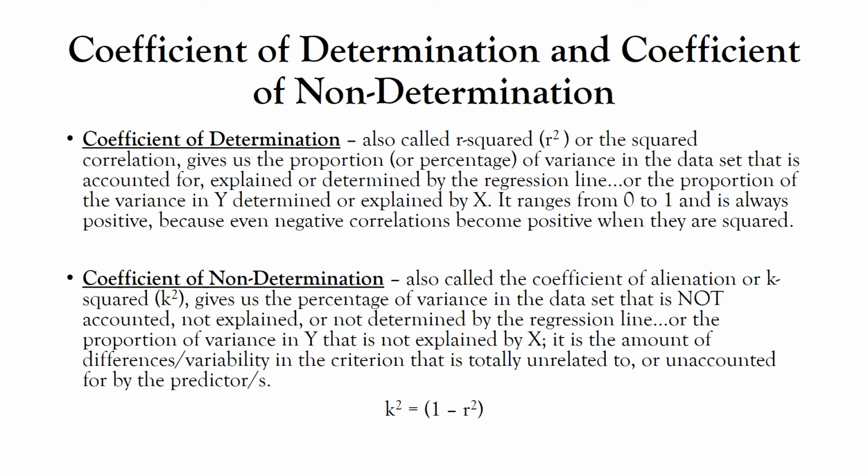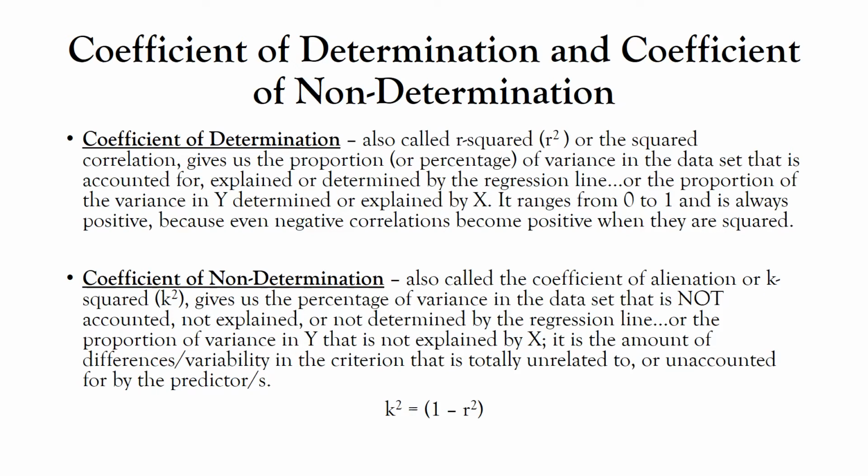So we move forward to the last thing that you need to know about simple linear regression, which is the coefficient of determination and the coefficient of non-determination. You've encountered R squared, the coefficient of determination, or simply the squared correlation, which quantifies the variance in the dataset that is explained or accounted for by the regression line. It is the proportion of variance in y determined or explained by x. Since it came from R, your correlation, it also ranges from 0 to 1. And it will always be positive because once you square a correlation, whether negative or positive, it will end up being positive.